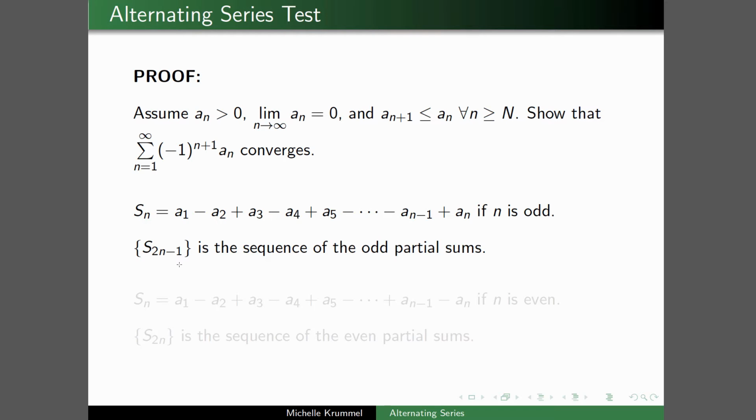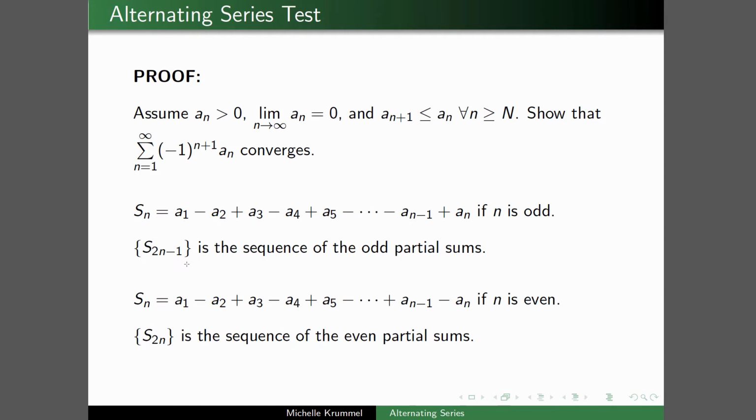We can represent the sequence of the odd partial sums, in other words, s sub 1, s sub 3, s sub 5, s sub 7, and so on, with the sequence s sub 2n minus 1. 2n minus 1 will give us all of the positive odd numbers. If n is even, then our partial sums end with a negative value.